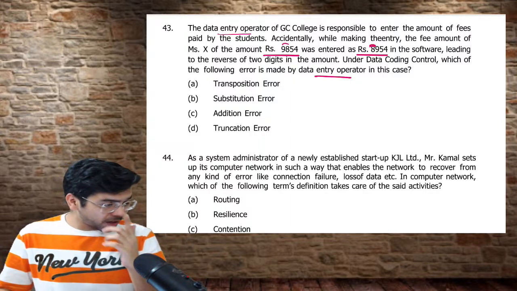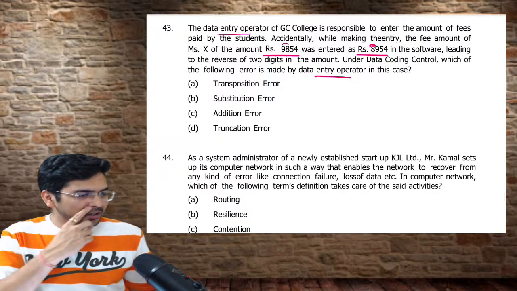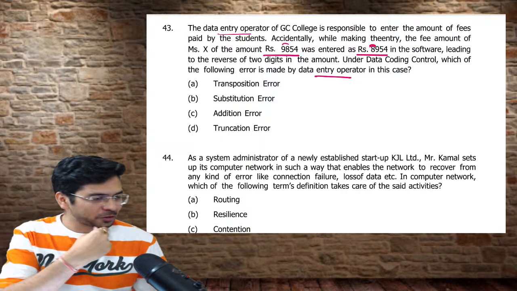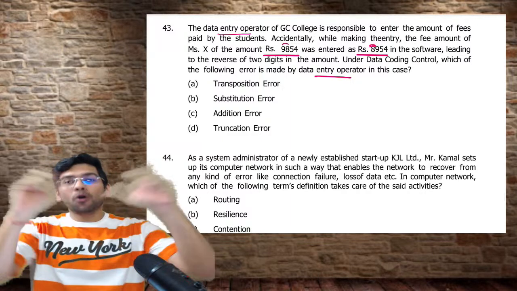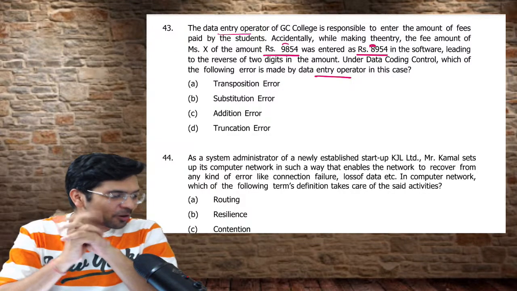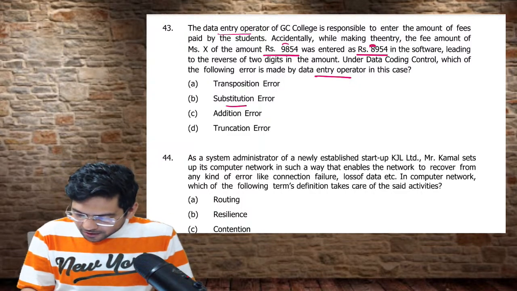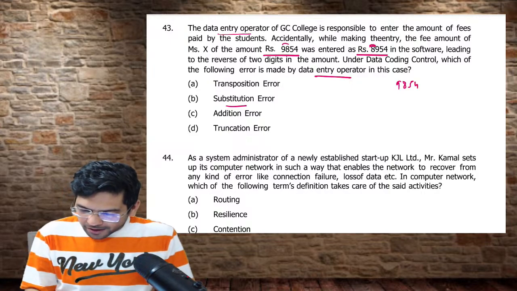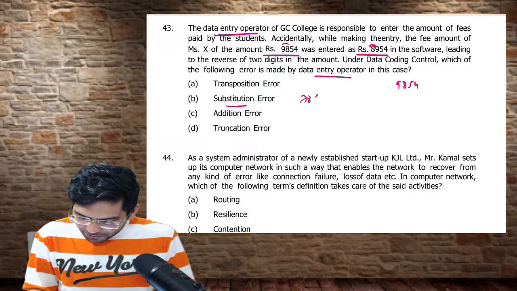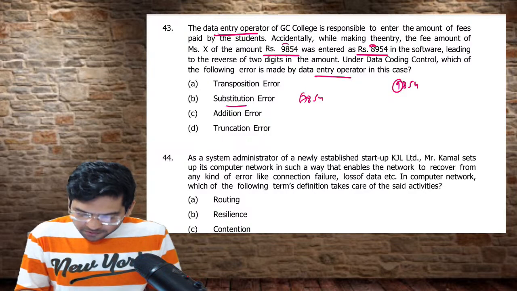If you remember, guys, under transposition we have 2 types of transposition errors. If it pertains to adjacent digits, we call it a single transposition error. If it is with respect to non-adjacent digits, we call it a multi transposition error or non-adjacent transposition error. What is a substitution error? Let's say the correct amount was 9854. Rather than 9854, if this data entry operator had written 7854, it would have been a substitution error, because rather than writing 9, he has written 7.